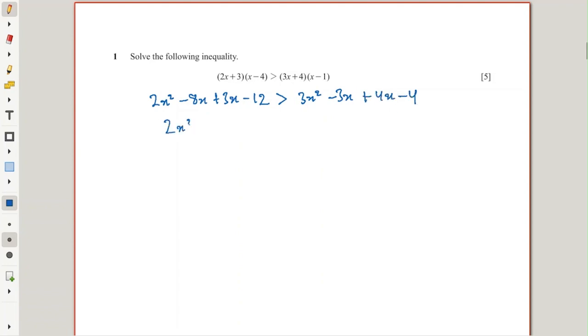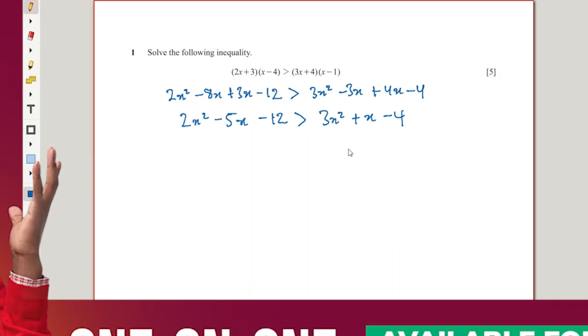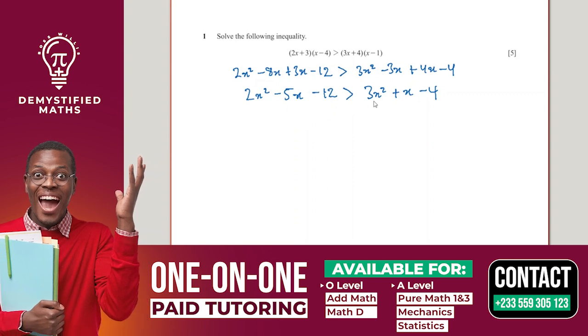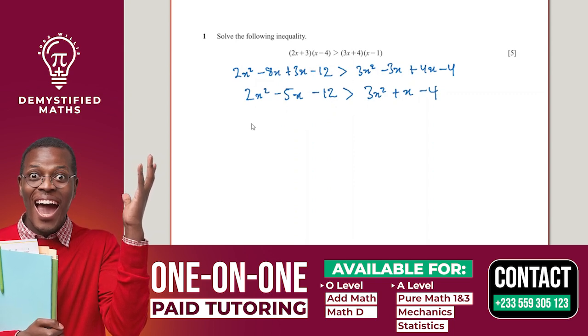So, I'm going to get this expression is greater than this plus this. You are going to get x minus 4. So, you try and group the quadratic on one side. So, here 2 minus 3. When the 3 comes, it becomes minus.